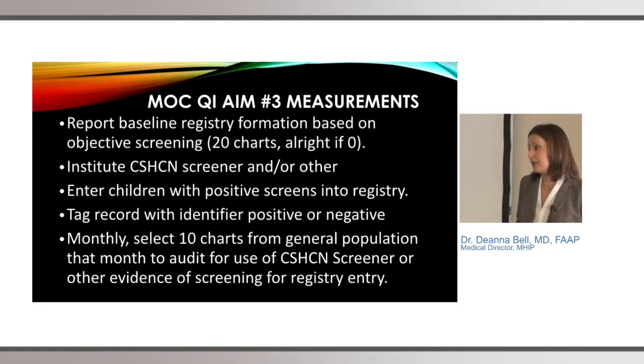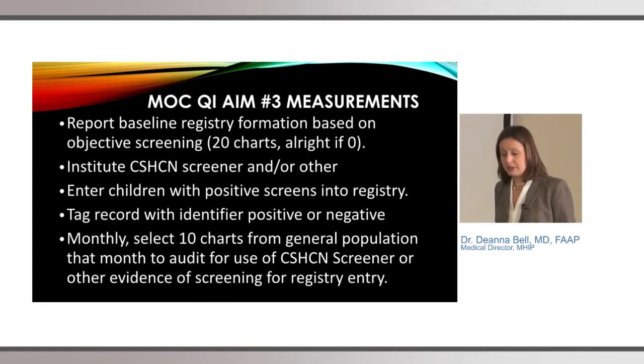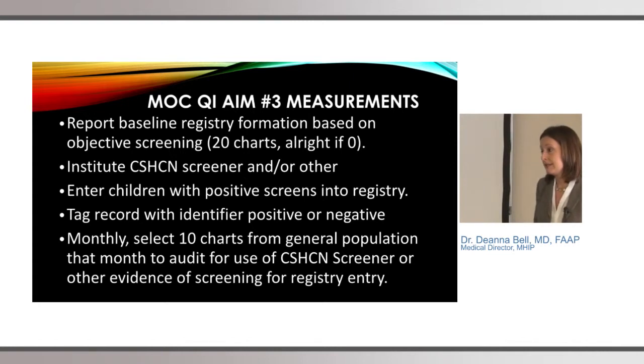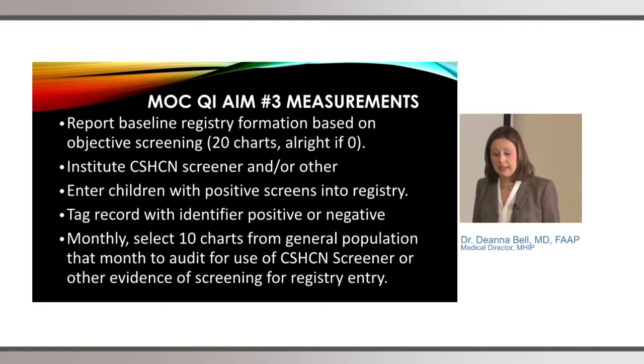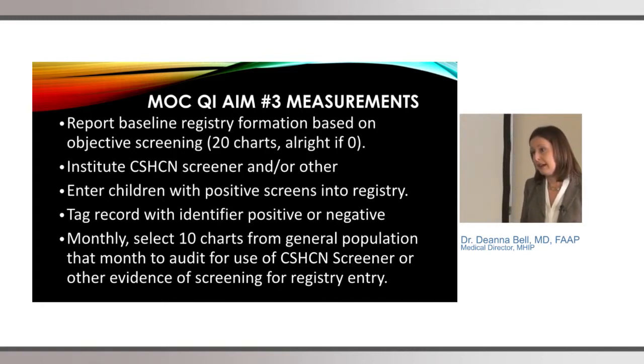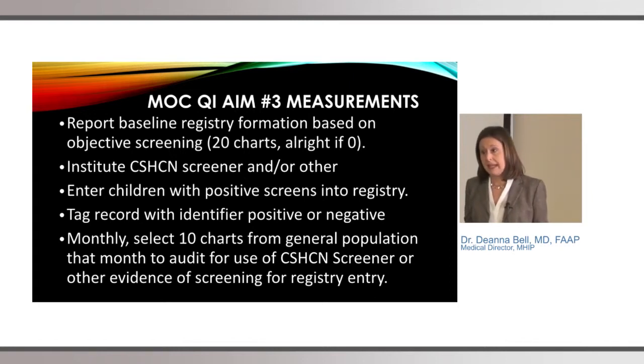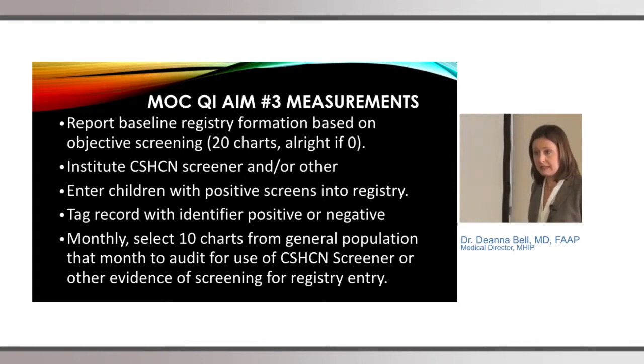Then you'll institute your method for your practice of forming your chronic disease registry. You'll enter the kids with positive screens into your registry and tag the records with an identifier of having been screened or not been screened. In the monthly, you're going to pick 10 charts of the kids that you've seen that month from your general population and audit for having been screened for entry into the registry. And I think the easiest way to do that is to use something like the Children with Special Health Care Needs Screener and just audit for the presence of that tool in the chart.